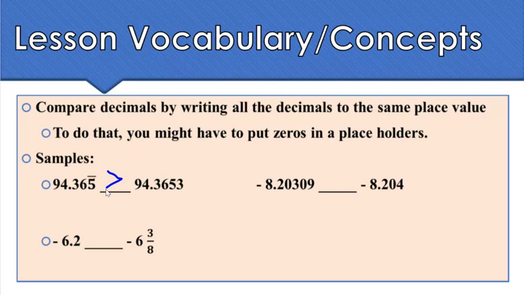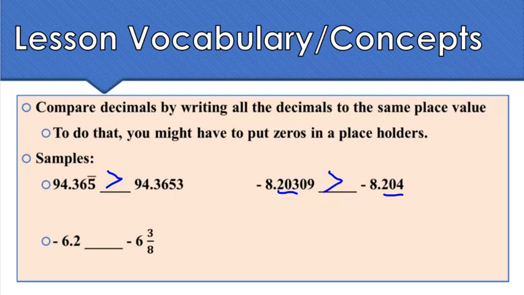Next one, I have negative 8.20309, and we're comparing negative 8.204. Now, if I look at the first 3 digits of the decimal places, I have 203 and 204. Normally, 204 is bigger than 203, but because our numbers are negative, we want to find the number that's closer to 0. That's going to be the greater number, and negative 8.20309 is closer to 0, so that's further to the right on a number line, so this would be greater than negative 8.204.